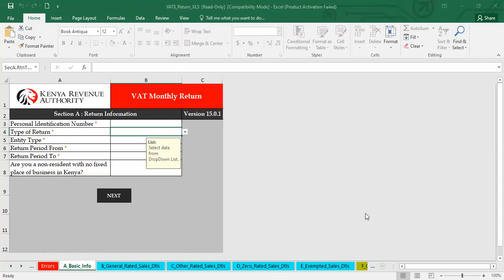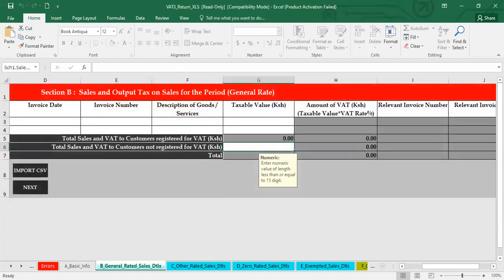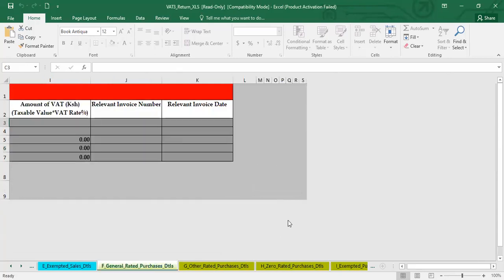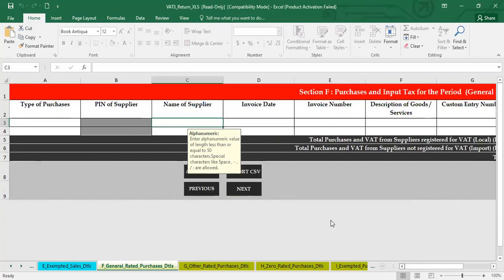So I go to where? This one, on average field, on purchases. Yeah, purchases. Because I think it's straightforward. That one, you just need to calculate the zero rated, the exempt, and the general, and the other.